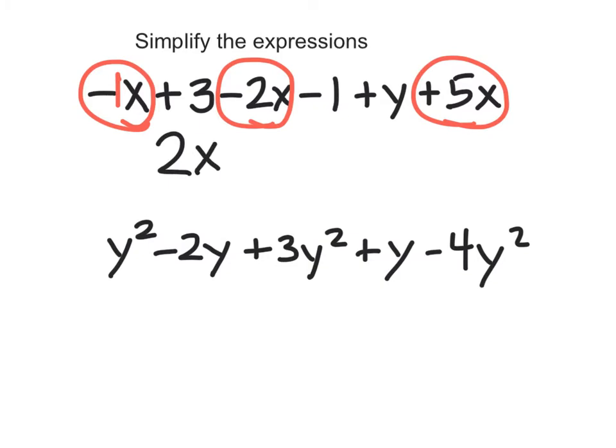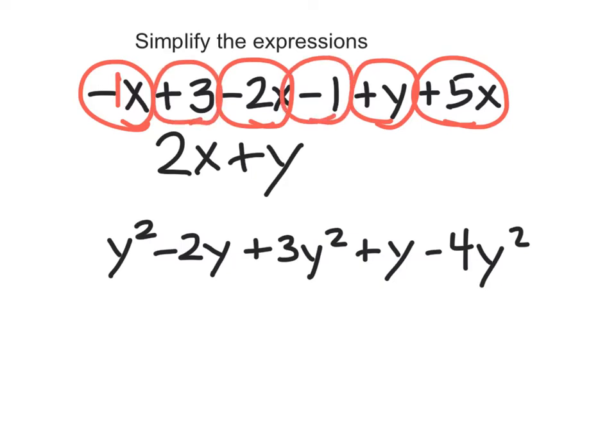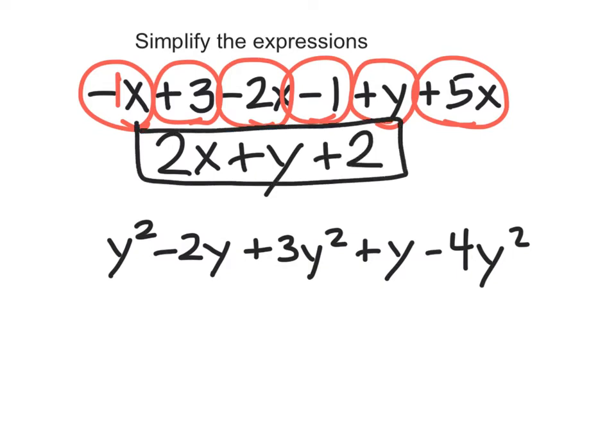Now let's look at our y. We have one y term, and that's all we have, so plus y. And now let's combine our constants. We have 3 minus 1, which is 2. Alright, so there's the expression simplified. How'd you do?